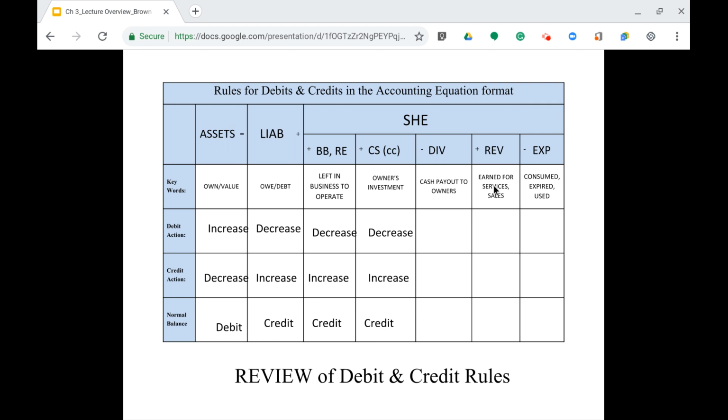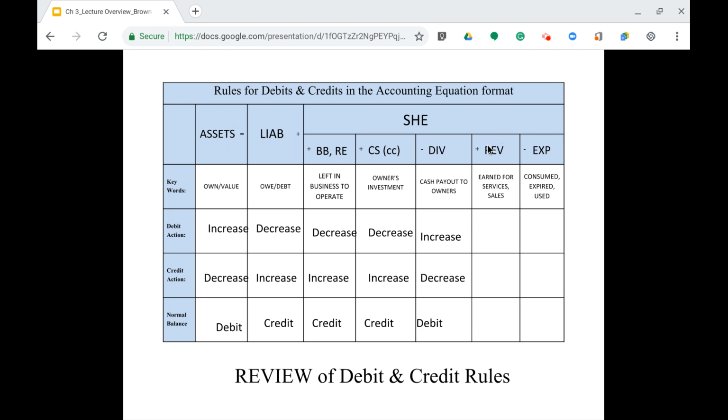Dividends, however, because if you notice, dividends reduces shareholders' equity, it functions just like an asset. It increases with a debit action and decreases with a credit action. The normal is a debit.